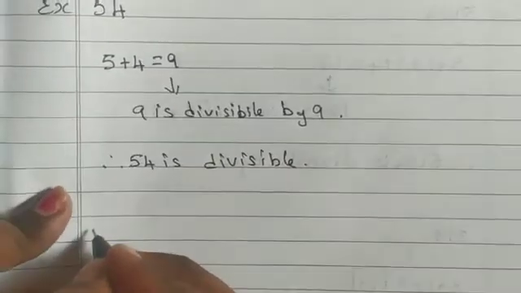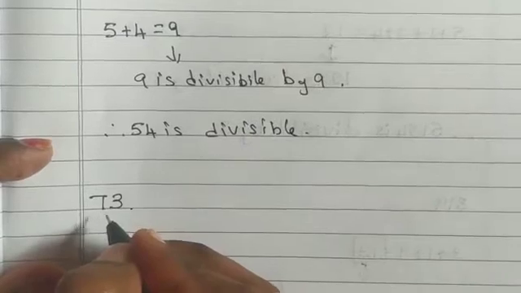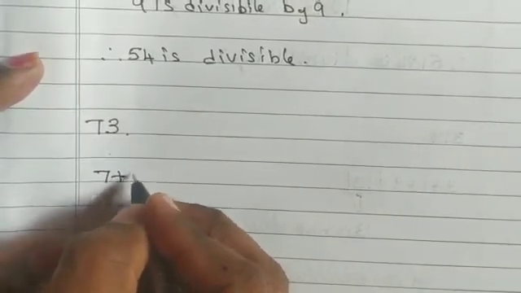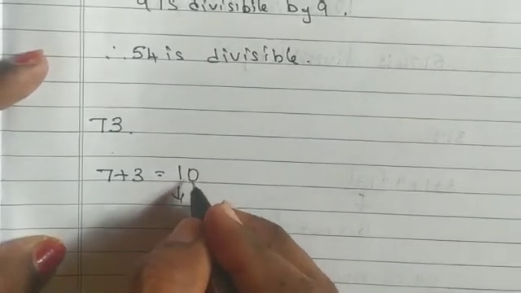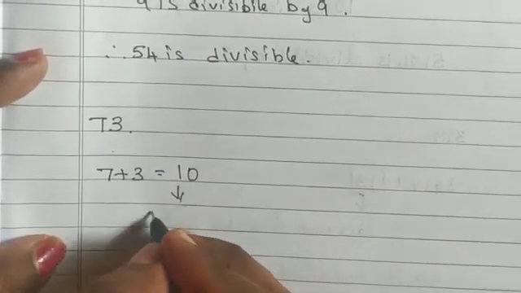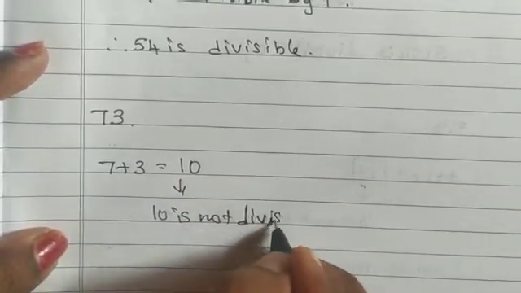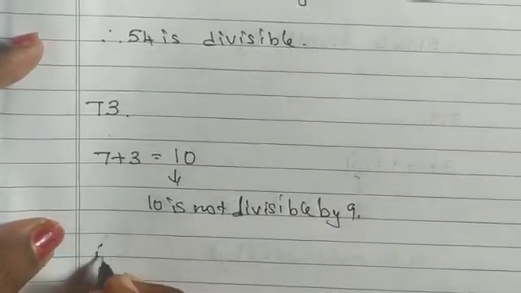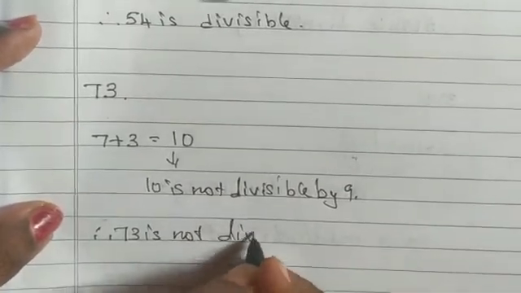Here we will take 73. Is 73 divisible by 9? We have to find the sum. What will we get? 7 plus 3, we will get 10. You know that 10 is not divisible by 9. So you will write here therefore 73 is not divisible by 9.